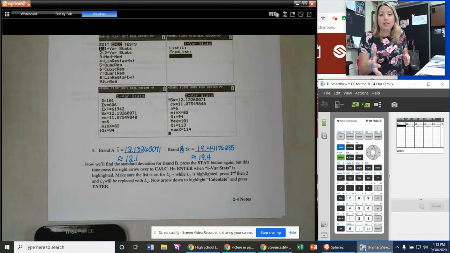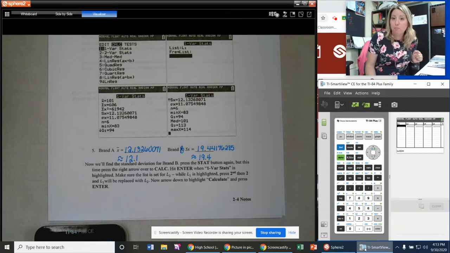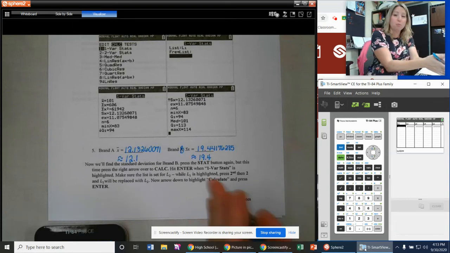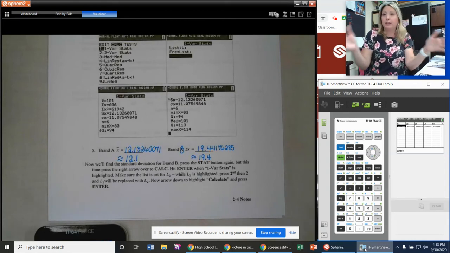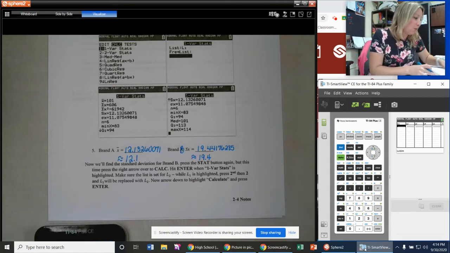So what we're saying here is that for brand A, the typical deviation away from the mean is plus or minus 12.1 on each side. And for brand B, the typical distance away from the mean is plus or minus 19.4 on each side. Okay? That's how we're doing it. That's how we get these values.